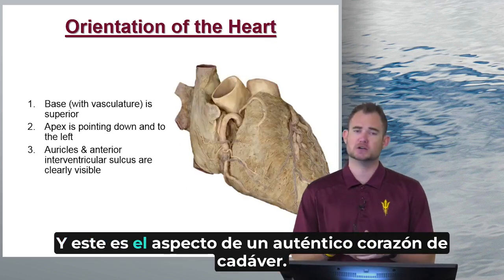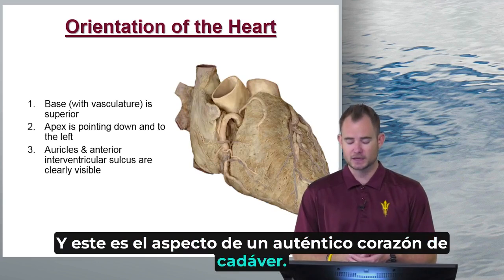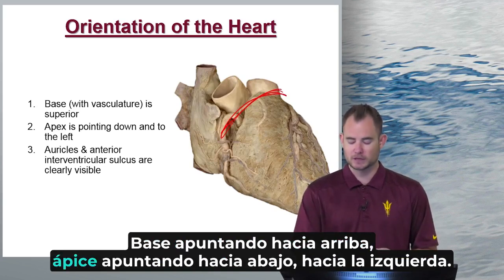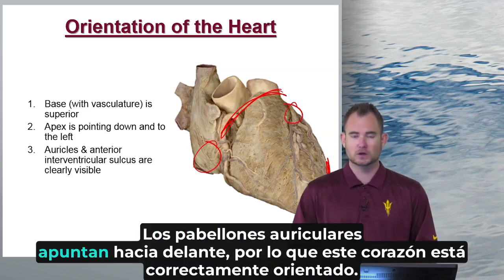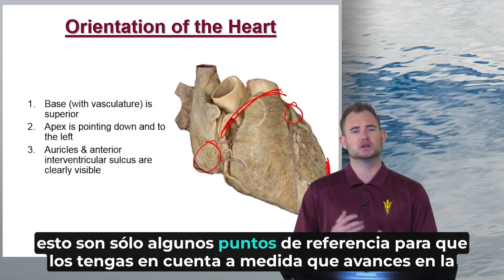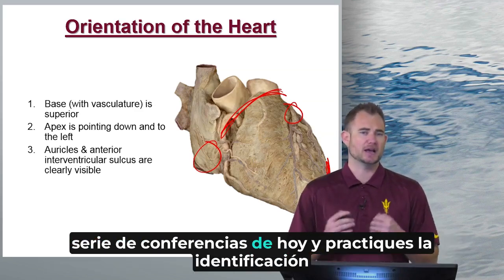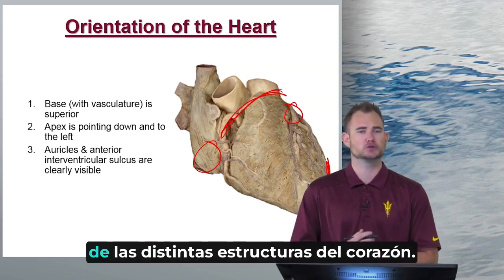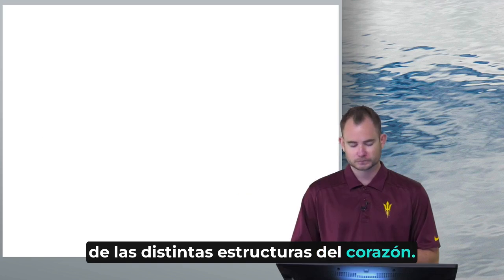Okay. And here is what an actual cadaver heart looks like. Base pointing superiorly, apex pointing down towards the left, the auricles pointed anteriorly. Okay. So this heart is properly oriented. Again, these are just some landmarks for you to be aware of as you move forward in today's lecture series and as you practice identifying the various structures of the heart.